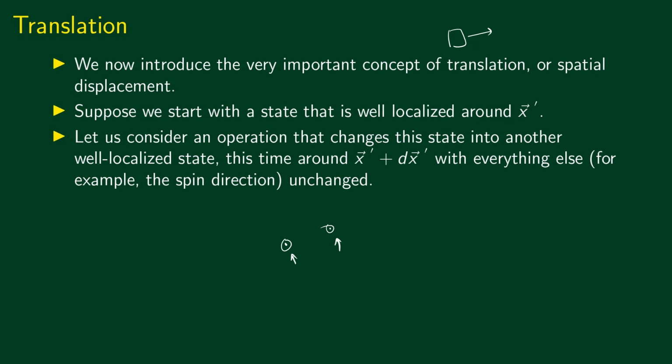So let us consider an operation that changes this state into another well localized state, this time around x vector prime plus dx vector prime, with everything else unchanged. So we are simply translating the state in space. Okay, we are not changing anything else. Right, if there are some vectors associated with the system like spin, etc., we don't change any of this. This is a simple translation in space. Okay, and we are discussing the translation of a localized state.